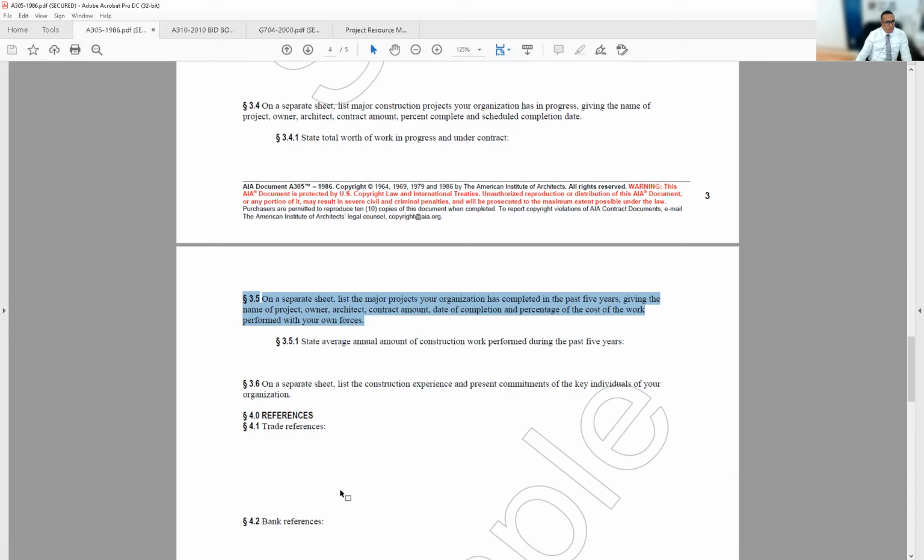State the average annual amount of construction work performed during the past 5 years. That also shows a little bit of solidity and stability in the company that you're working for. So if you are ever to go work for a company, you want to know what they've been doing for the past 5 years, like what have you been doing, any company.